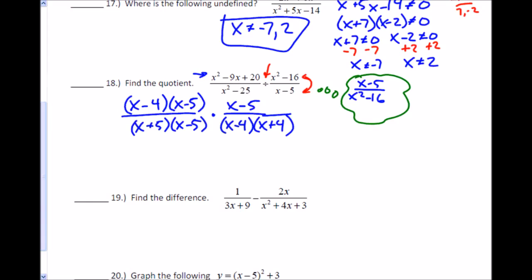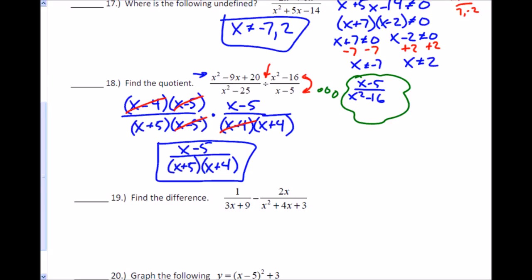And now I can reduce anything in a numerator with anything in a denominator. So the x minus 4s cancel out. I can cancel out a pair of these x minus 5s, maybe these two. When I look across the numerator, I'm left with an x minus 5. When I look across the denominator, I'm left with an x plus 5 and an x plus 4. Typically we'll just leave this in factored form unless the problem states otherwise.